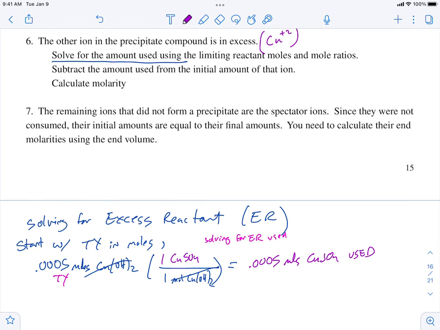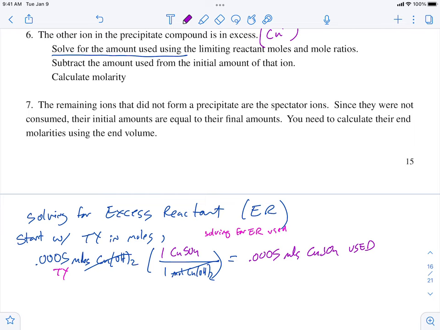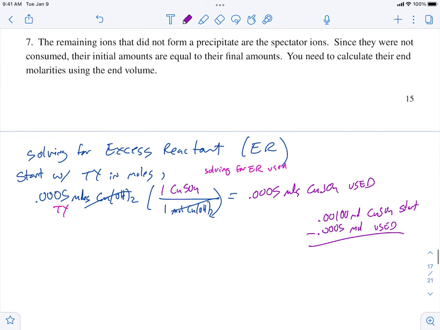If that's how much copper sulfate was used, do you remember how many moles of copper sulfate we said we began this problem with? Yes. So, 0.001 mole of CuSO4 at the start minus 0.0005 moles that were used means this: 0.0005 moles of CuSO4 in excess.